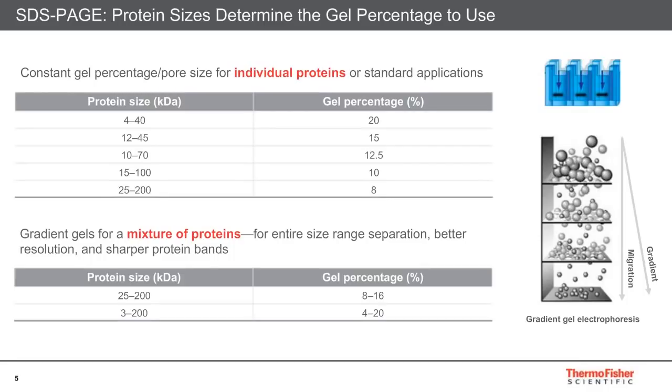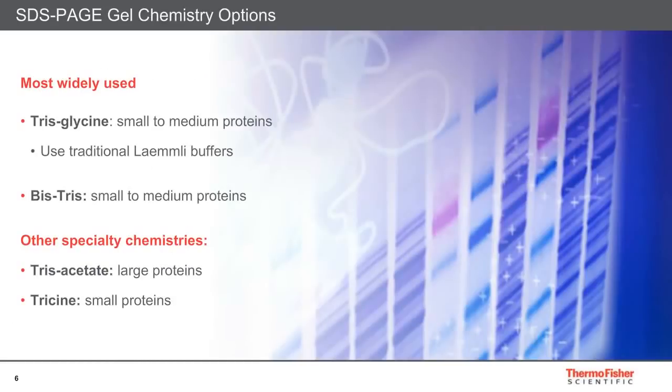A gradient gel has different layers of gel percentages as shown in the schematic, with higher percentage at the top and lower percentage at the bottom. The layers of these different gel percentages allow for optimal separation of a wide range of protein mixture, which can't be achieved using a constant gel percentage.